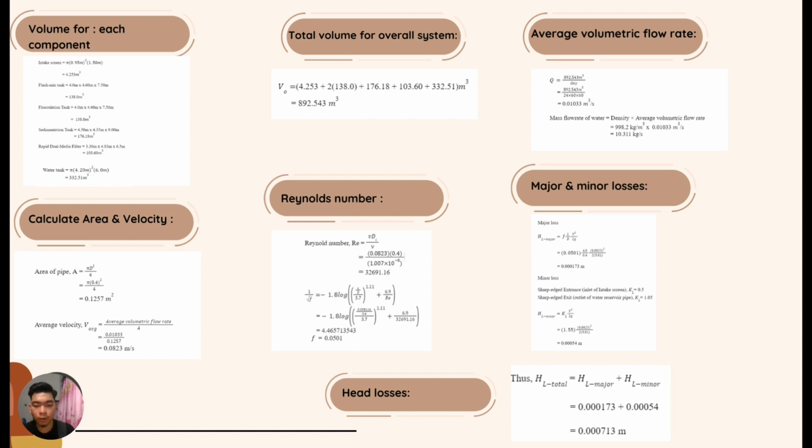For the major losses, here is one example of our calculation, for the major and minor losses from the water reservoir pipe to the intake screen. Major losses we got 0.000173, and for the minor losses we got 0.00054 meter, and then totaled up we got 0.000713.